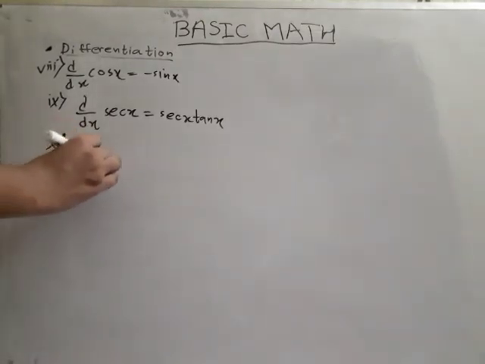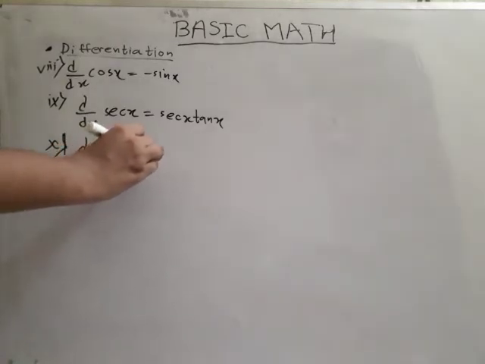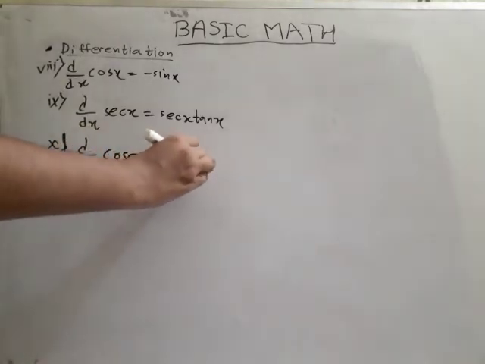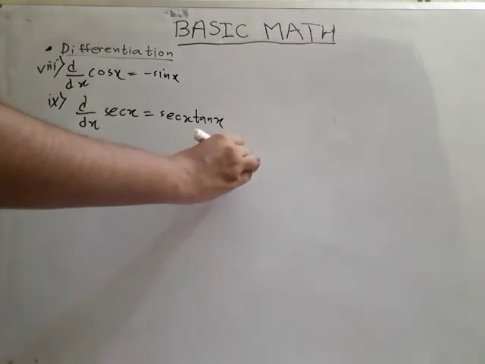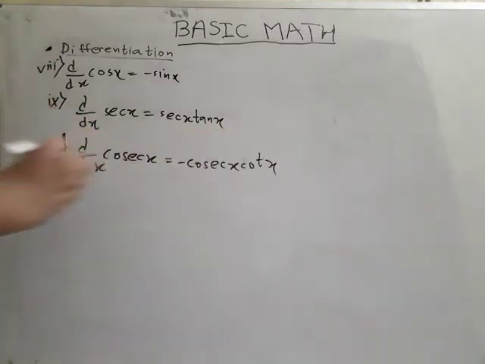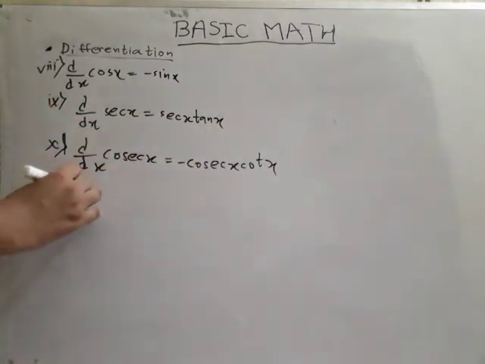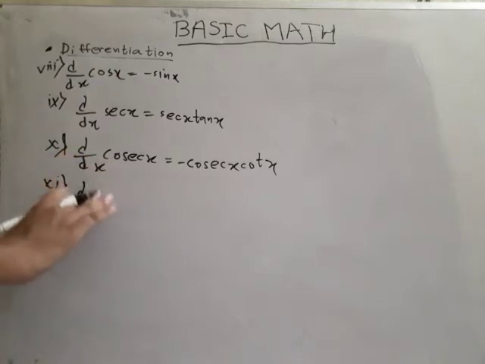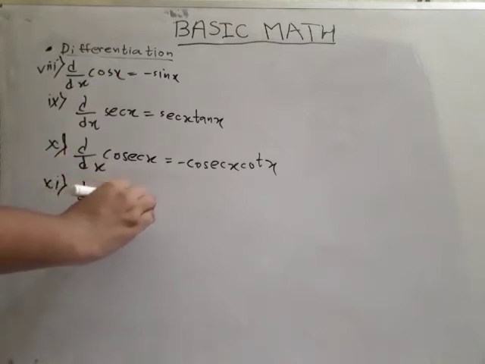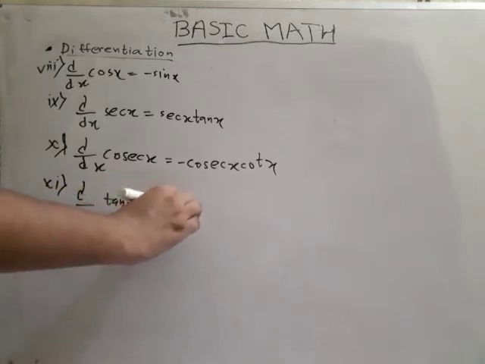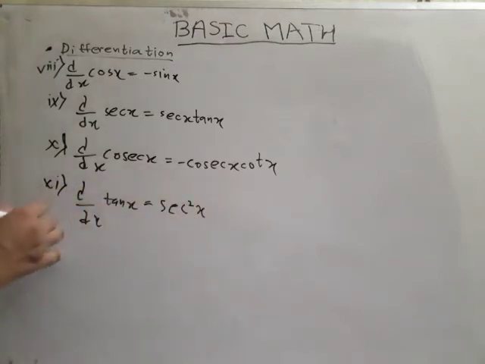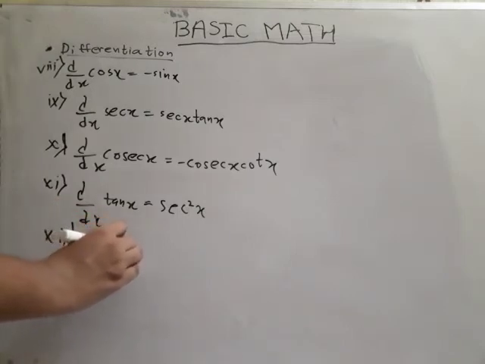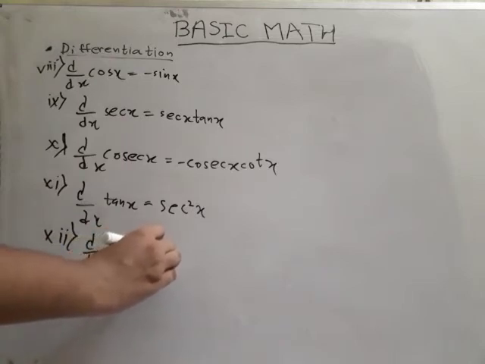d/dx of cosec x is minus cosec x cot x. d/dx of tan x is sec square x. d/dx of cot x is minus cosec square x.